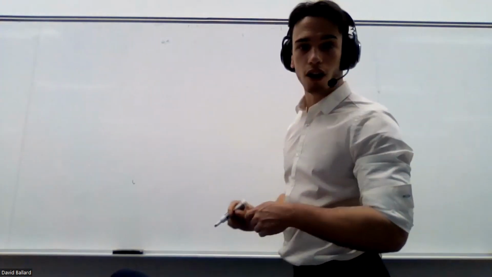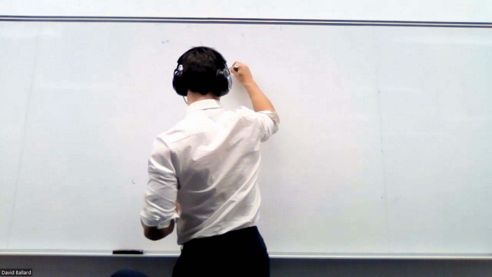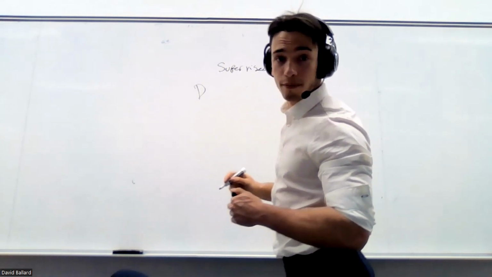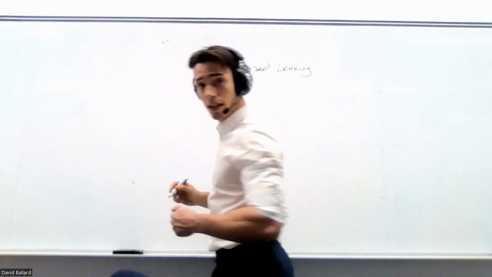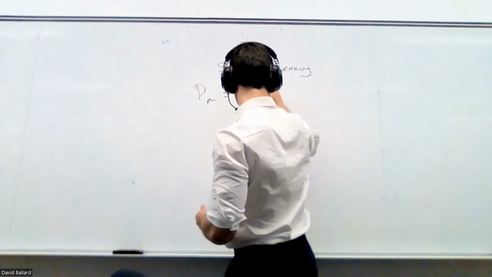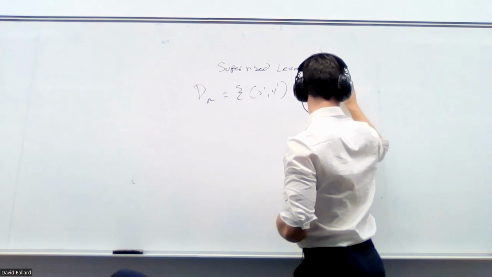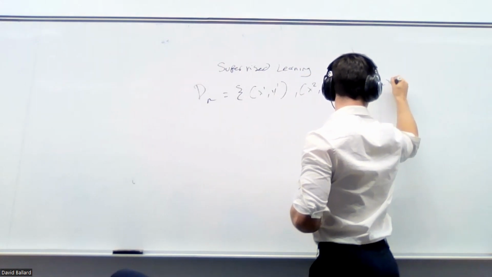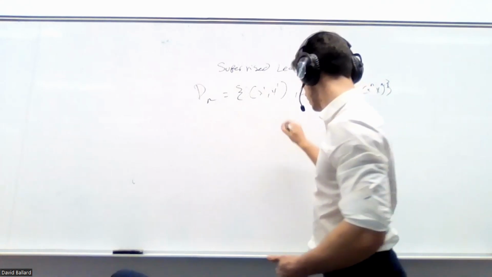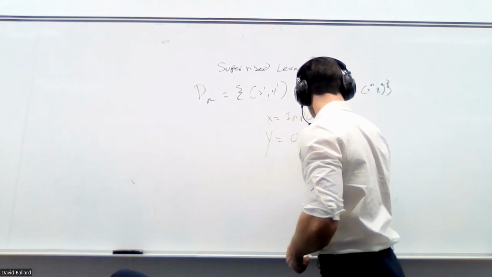We have our data set. What is a data set? For supervised learning, let's go over that. We'll go over different types of learning now. In general, my data set, D sub n, is going to be a set containing x, y pairs, where x is my input and y is my output. So that's my data set.